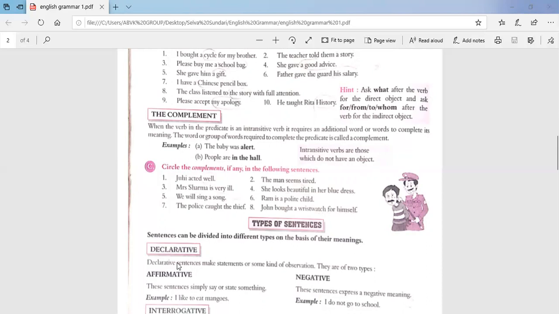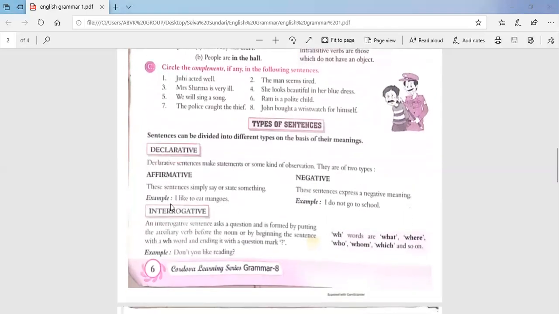Now, types of sentences. There are four types of sentences. Here, sentences are divided into different types on the basis of their meanings. Declarative. Declarative sentences give some kind of observation. There are two types. One is affirmative, the other one is negative. These sentences simply say or state something.